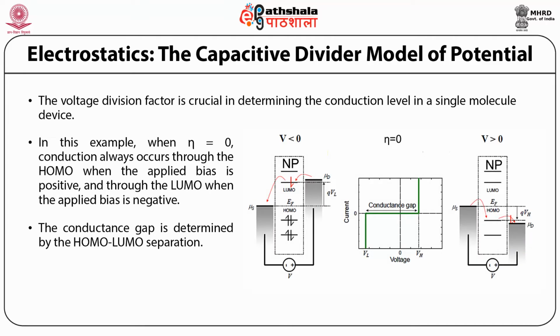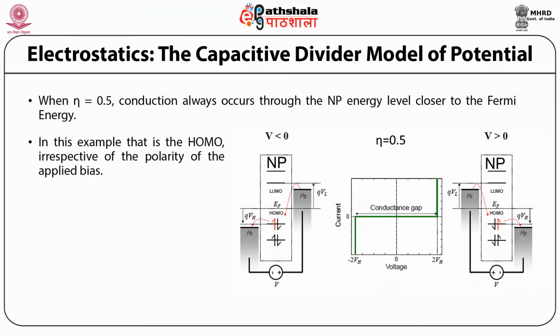If eta equals 0, as shown in this figure, then the energy levels in the nanoparticle are fixed with respect to the source contact, and as the potential of the drain is increased or decreased with respect to the source, conduction occurs through the HOMO or LUMO respectively. Hence, the current-voltage characteristics of this device will exhibit a gap around the zero bias that corresponds to the HOMO-LUMO gap of the nanoparticle. So students, as you can see in this figure, the conduction always occurs through the HOMO when the applied bias is positive, and when the applied bias is negative, the conduction occurs through the LUMO.